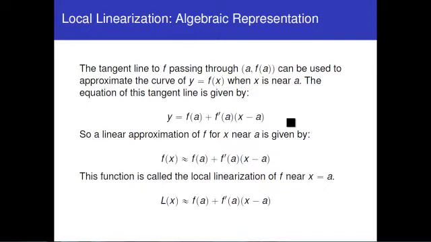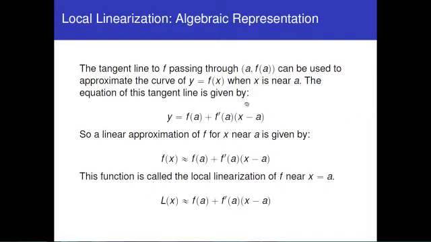And this equation is given by this particular formula, y equals f of a plus f prime of a times the quantity x minus a. So we say a linear approximation of f for x near a is given by this. F of x is approximately equal to f of a plus the derivative of f at a times the quantity x minus a. This function is called the local linearization of f near x equals a, and L of x is equal to f of a plus f prime of a times x minus a.